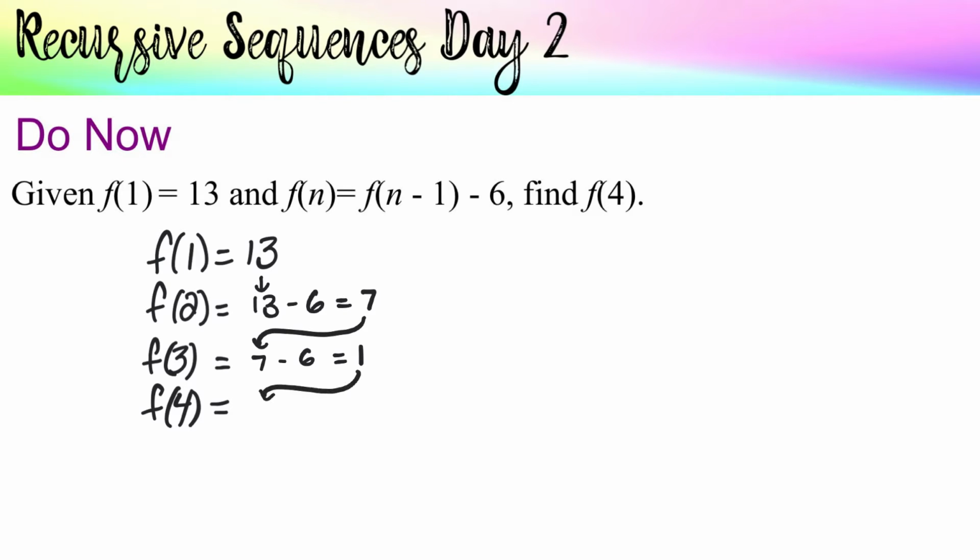And then finally, we take 1 and subtract 6 from it. 1 minus 6 is negative 5. That means f of 4 is equal to negative 5. So you can see here, it's a chain reaction type of problem. Now let's take a look at the notes for today.